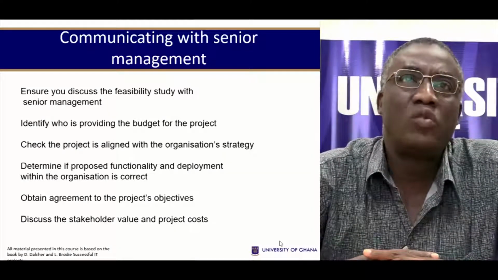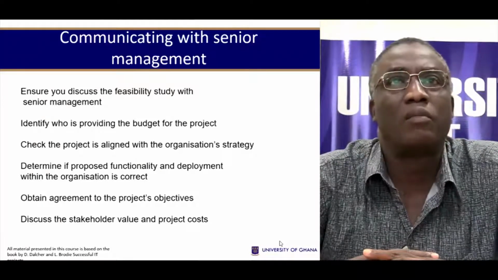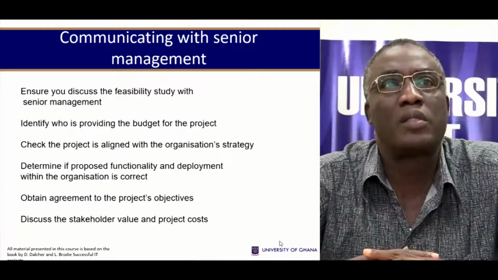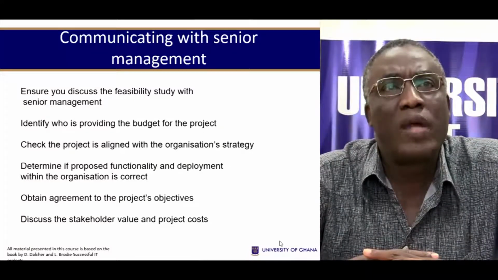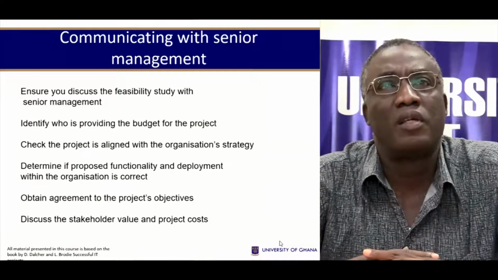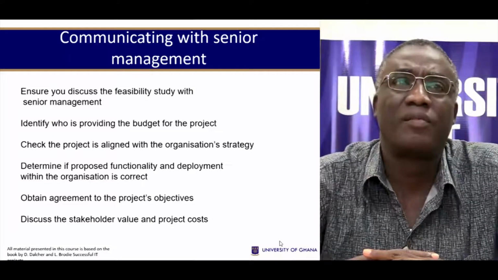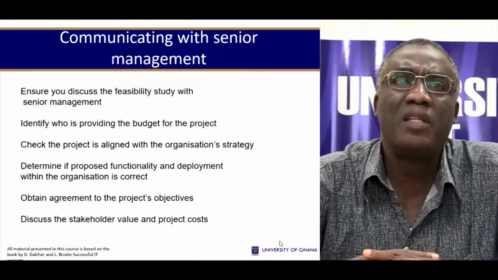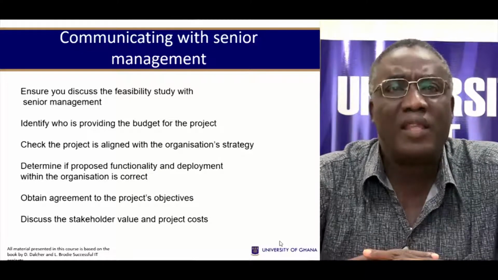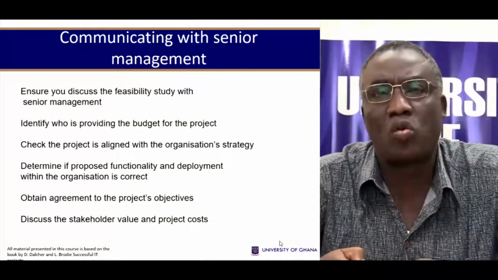Most often, you'll be required to communicate with senior management, and there are a number of things you need to discuss with them. One is to discuss the feasibility report. You'll be able to identify, in the discussions, who is going to provide the budget for the project. You should check that the project is aligned with the organization's strategy, and determine if the proposed functionality and deployment within the organization is correct. Also get agreement to the project's objectives and discuss the stakeholder value and project cost.